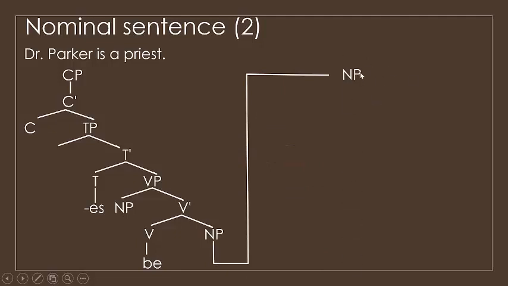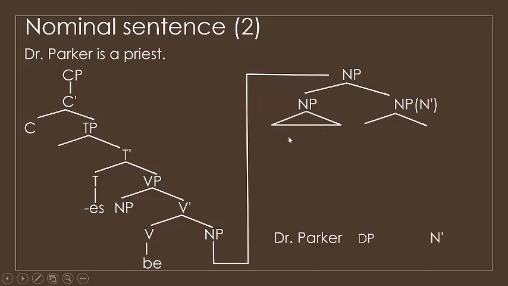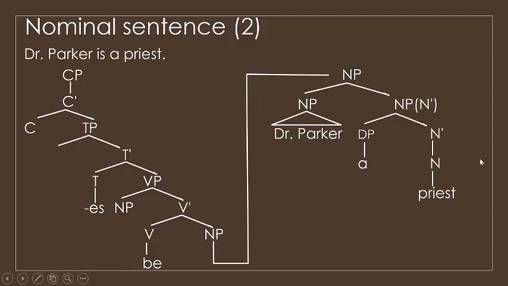This is the NP. The NP here branches into an NP and N bar. The NP, which is the specifier here, is Dr. Parker, and the N bar here branches into a determiner phrase and N bar, and the determiner phrase is A here, and the N bar here branches into N and priest. So this is the structure of the sentence Dr. Parker is a priest. We can say that this is the D structure of Dr. Parker is a priest.